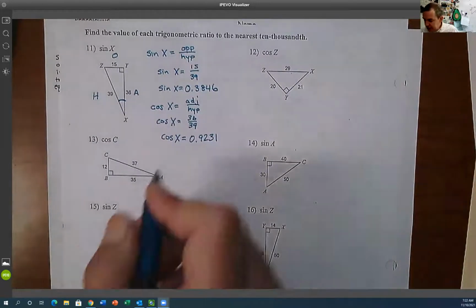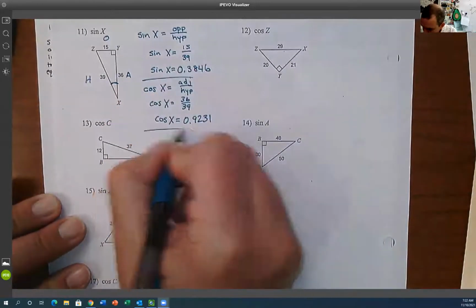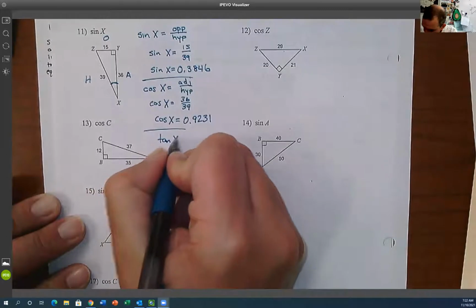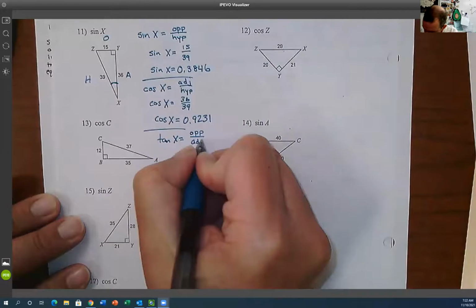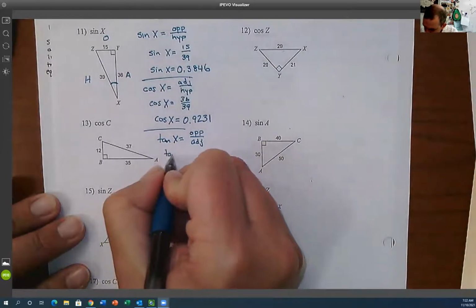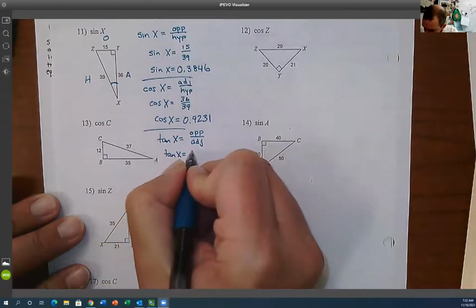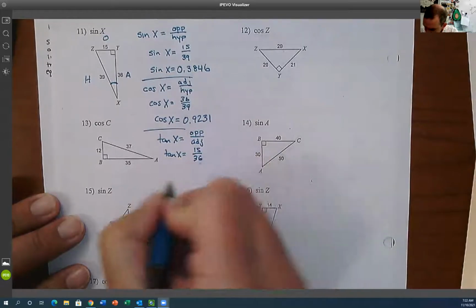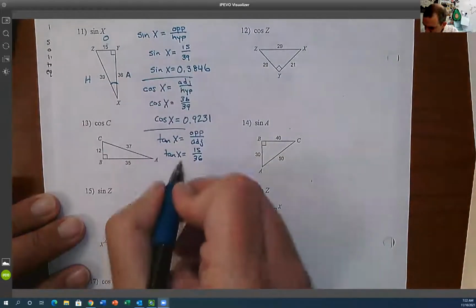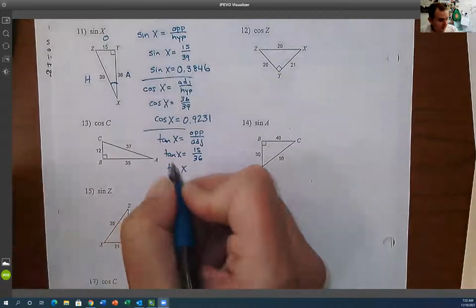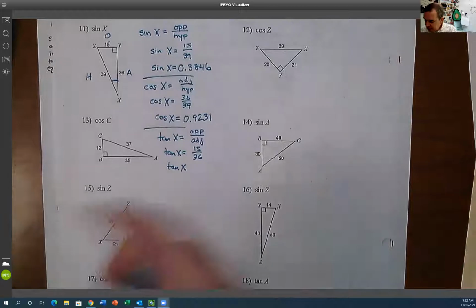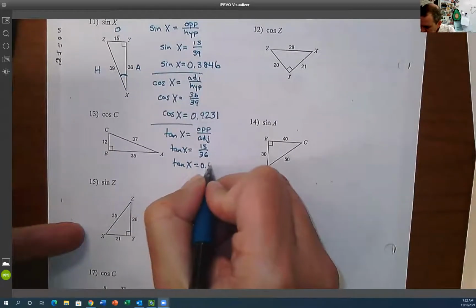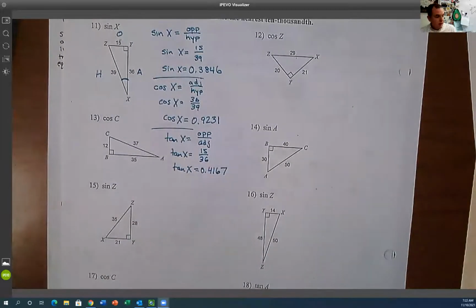And last but not least, I'll do tangent of X. And tangent of X is going to be opposite over adjacent. So what that means is the tangent of X is going to be 15 over 36, opposite 15, adjacent 36. So my tangent of X is going to be 15 divided by 36. So this one is going to be 0.4167. So that's what it would be if I used X as my reference angle.